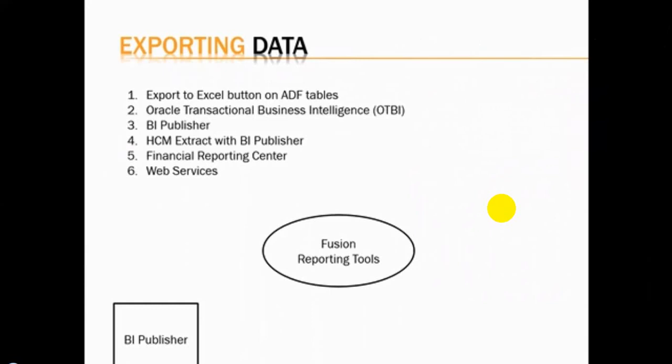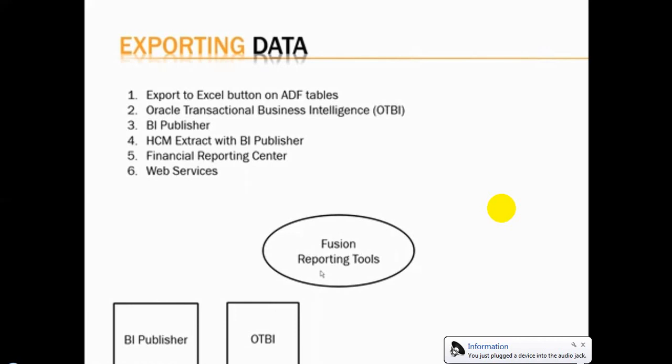If anyone has worked on the XML Publisher or BI Publisher, traditionally we use this tool to create pixel perfect reports and then generate the output from there. So typically this is one tool which we can use in Fusion reporting tools to export data out of the Fusion applications. And we have another tool called OTBI.